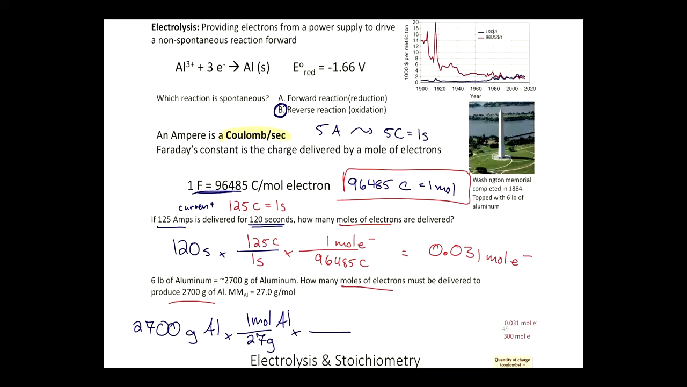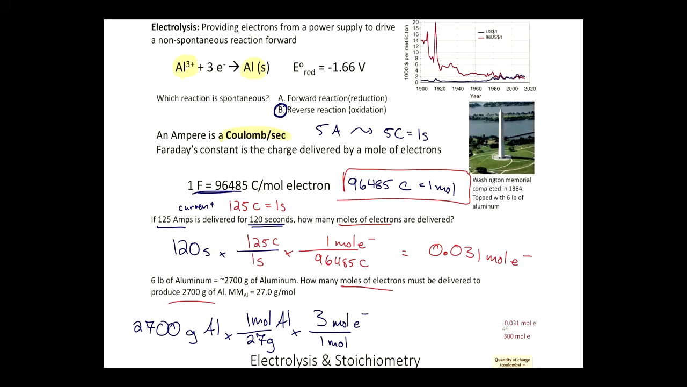Let's go back to this reaction. Look, aluminum comes from aluminum 3+. So for every 1 mole of aluminum, how many moles of electrons do I need to deliver? 3, yeah. So here, 1 mole of aluminum requires 3 moles of electrons, right? So we're kind of working our way backwards, okay? And so there's our answer. I think it's 300 moles of electrons. But let's not stop there.